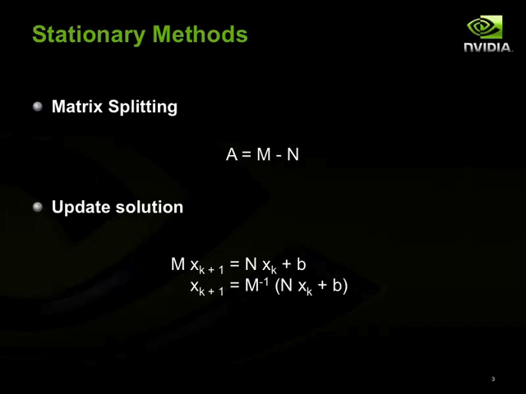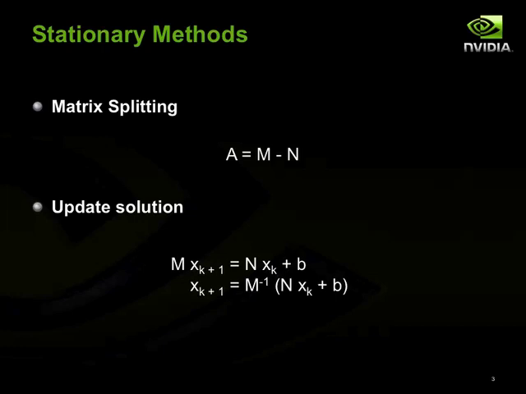So here's another way, if we shift the M over to the right-hand side. This is all the update scheme does. So you can implement this in one line of MATLAB once you've decided how to split your matrix into two parts.